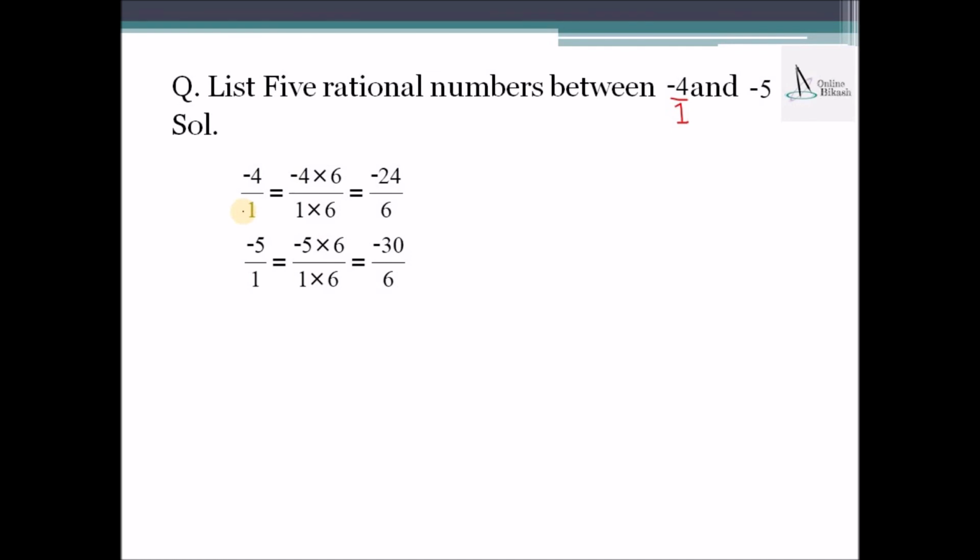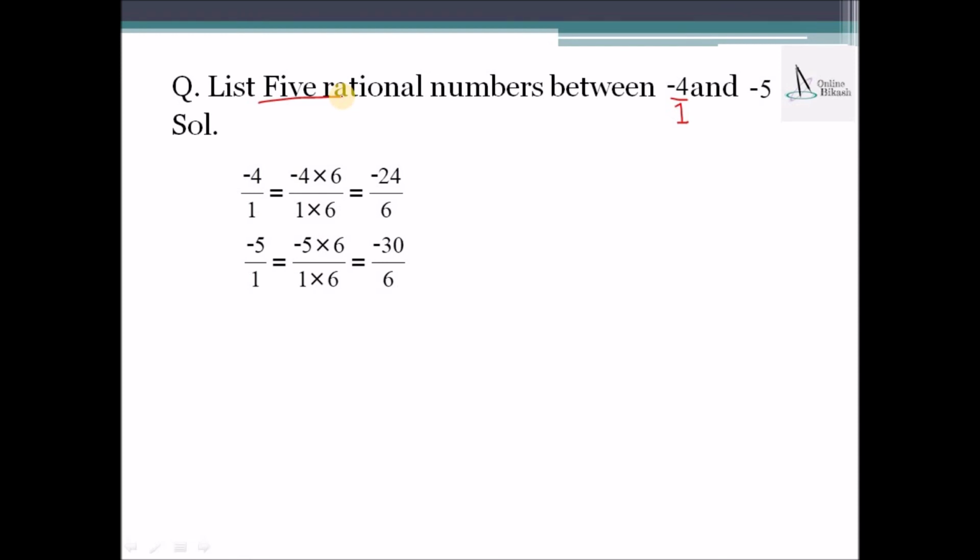Now many students may be thinking, why has sir multiplied by 6? Instead of 6, there are a lot of numbers we could multiply. Yes, you're right. But if you multiply by 5 or 4, then you would not be able to get 5 rational numbers. But in the question, it is given that you have to find 5 rational numbers. To find 5 rational numbers, the denominator must be a bigger number. Comparatively, 6 is bigger.